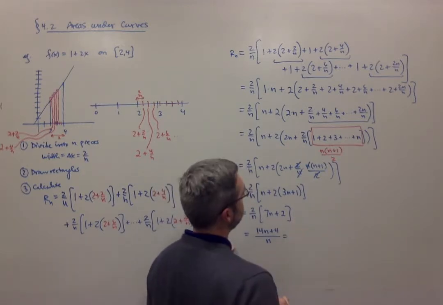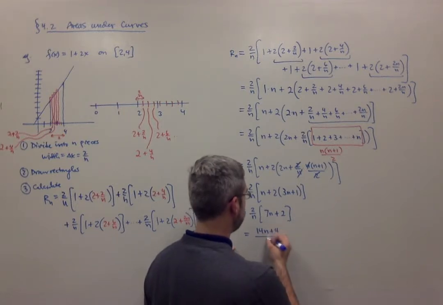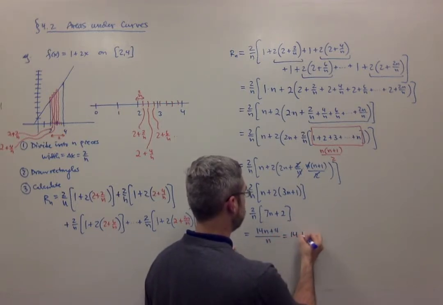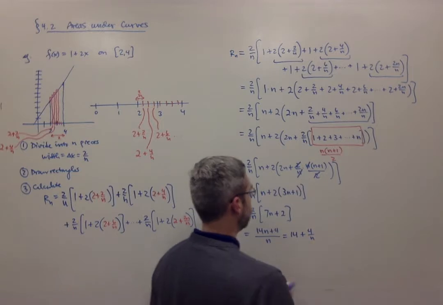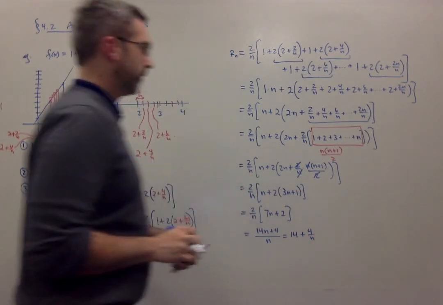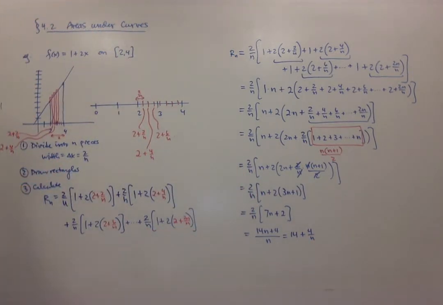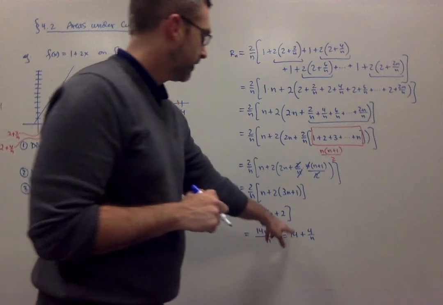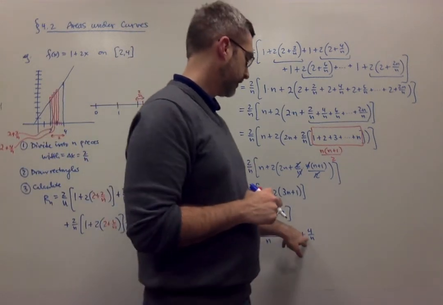Which is actually 14n over n, which is just 14 plus 4 over n. So that means that if I was using 100 rectangles, this would add up to 14 plus 4 over 100.